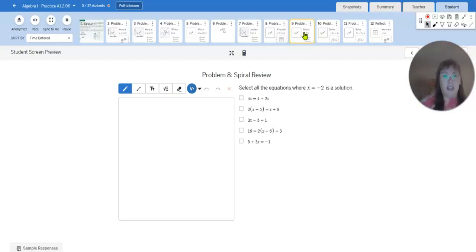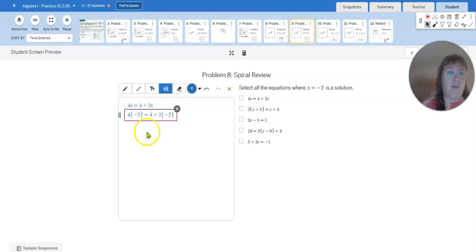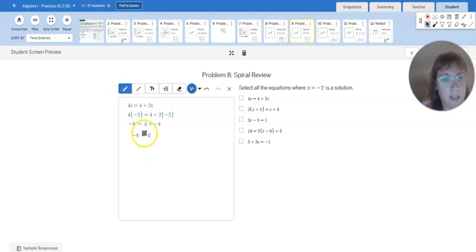Slide 9, when you're ready, select all the equations where x equals -2. So if we take the equation 4x equals 4 plus 2x, and we're plugging in -2 for x, we have 4 times -2 equals 4 plus 2 times -2. 4 times -2 is -8. 4 plus 2 times -2 is 4 plus -4, which is 0. This is a false statement, so it's not the first option.